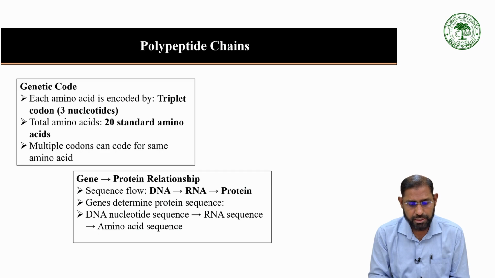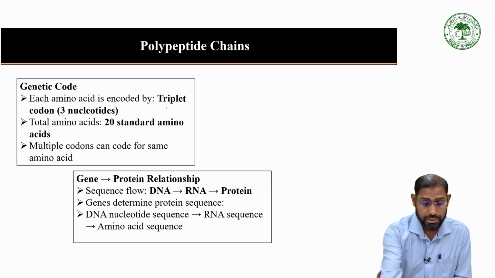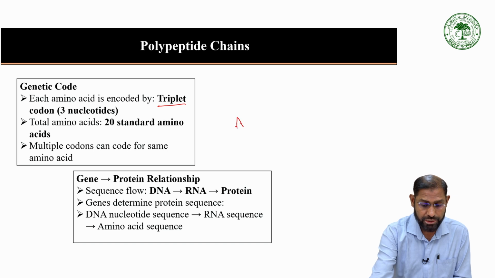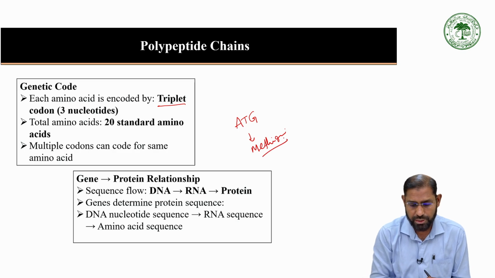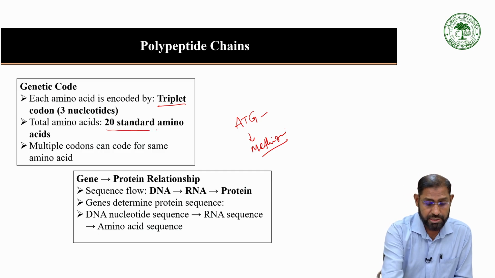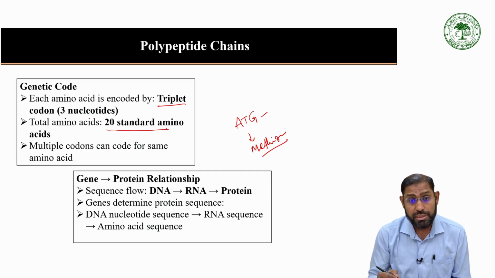The polypeptide chain is determined by the genetic code. Each amino acid is encoded by triplet codons; for example, ATG is the codon for methionine, which is also the initial codon. There are 20 standard amino acids, and multiple codons can code for the same amino acid.